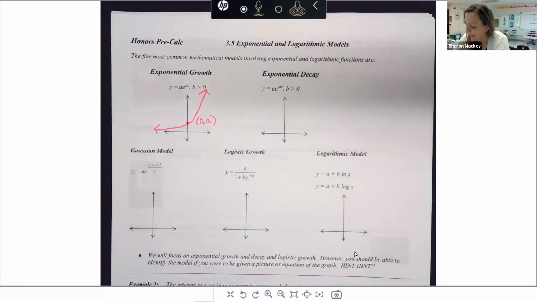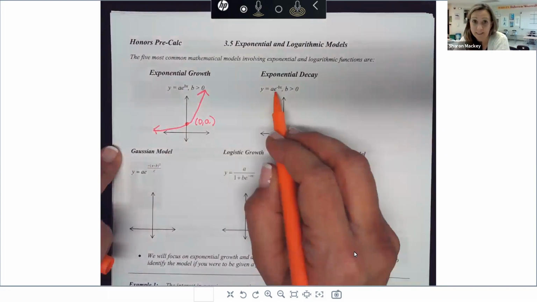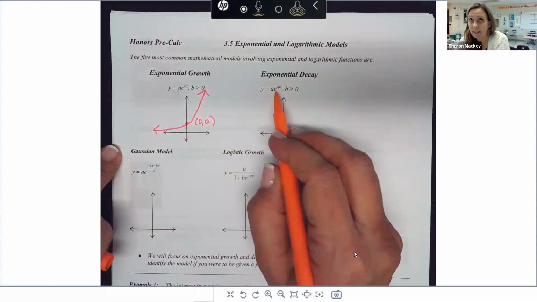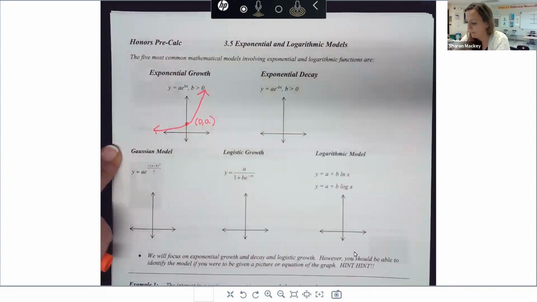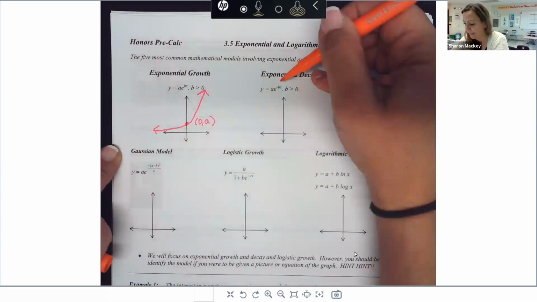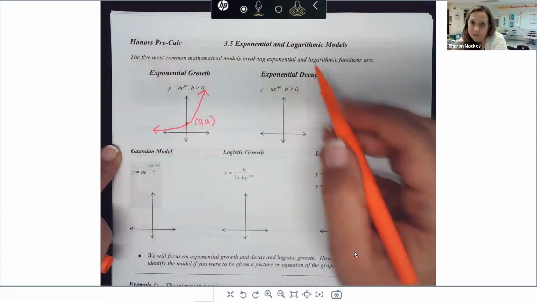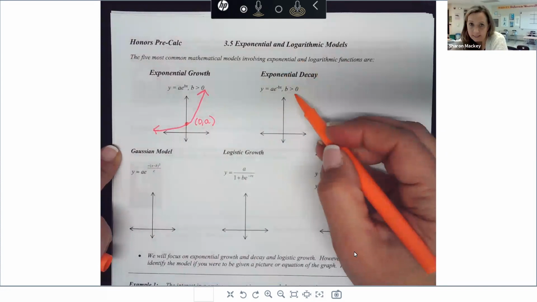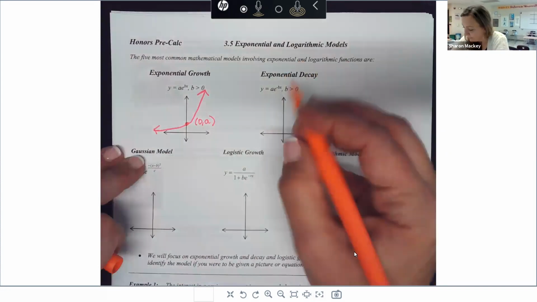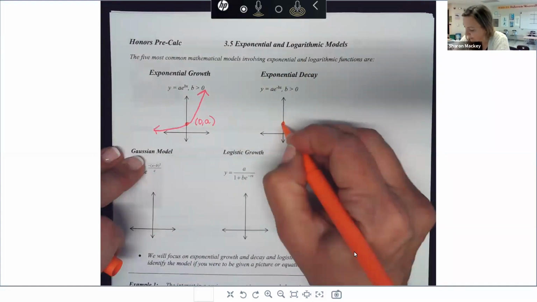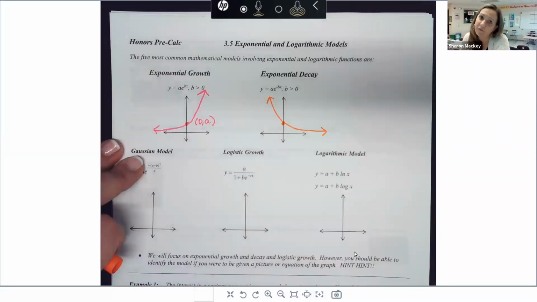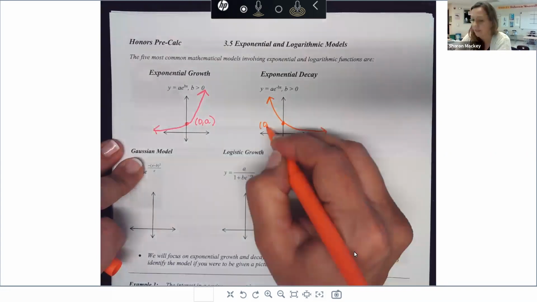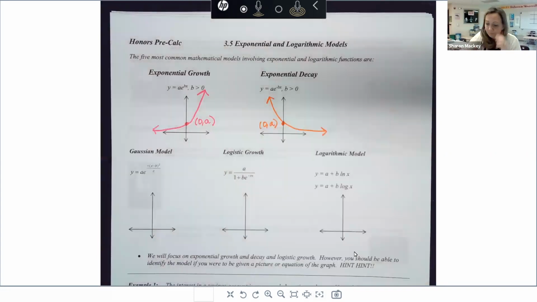Similarly, if we have the natural base and we want it to be exponential decay, then that means that our exponent has to be negative. So I've said b is greater than 0, and then notice that this is negative. So that indicates that that does have to be a negative exponent that you see as the exponent with that natural base e. And then again, we have that starting point at (0, a).